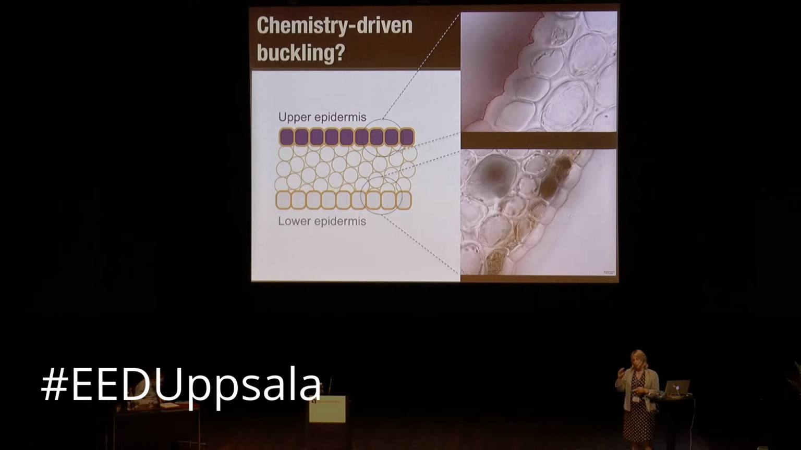We're assuming that we've got a soft material buckling on top of a stiff substrate, but we're assuming that that soft material is always the same degree of soft. And actually the softness or stiffness of the cuticle is going to affect its ability to buckle, and that softness or stiffness is going to be affected by the chemistry. So we potentially have a system here where, as well as cell growth and amount of cuticle, the chemistry of the cuticle is going to drive the buckling.